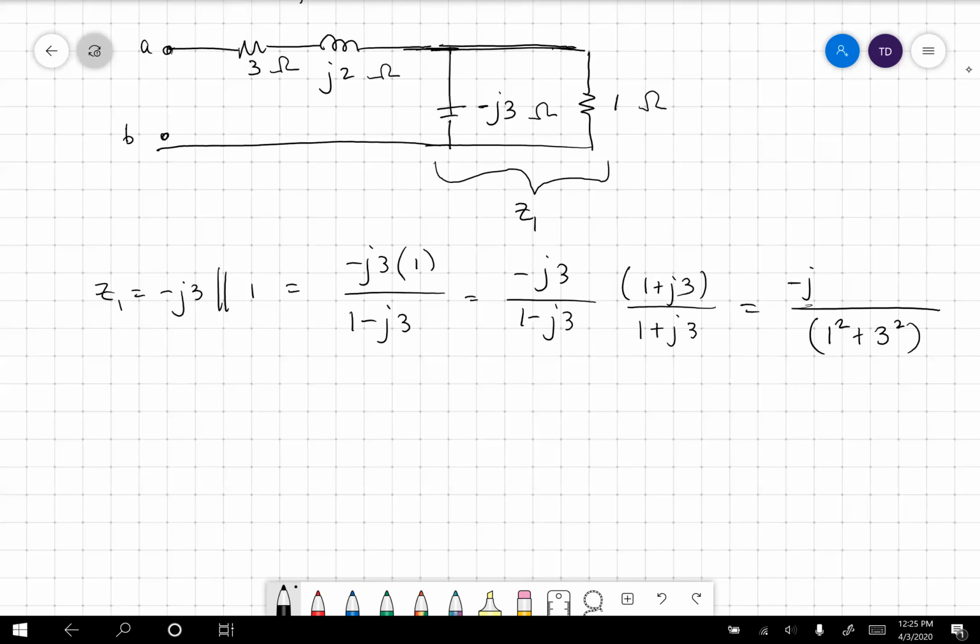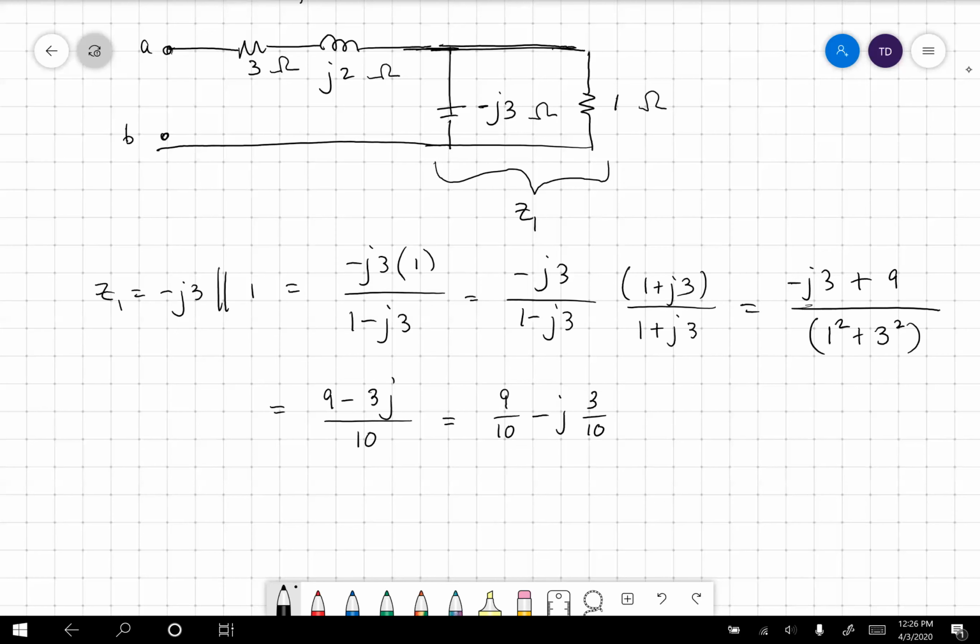And in the numerator, I have minus J3, and then I have a minus J3 times a J3. The J squared is -1. The negative times that -1 is a positive, and that's going to give me a positive 9. So this is going to be equal to 9 minus 3J divided by 10. Don't forget, this is equal to 9/10 minus J 3/10. I don't want you to necessarily write it this way, I just want to be sure that you see this is real part plus imaginary part.